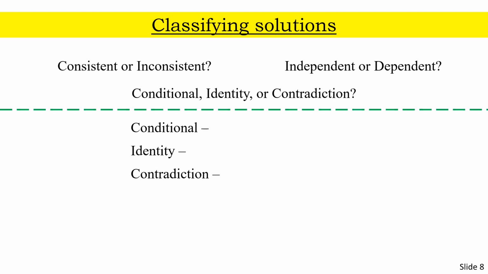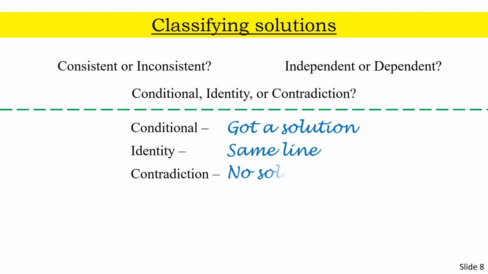Conditional. We'll start here. Conditional means I got a solution, a single point. An identity means they're the same line. And a contradiction means no solution. In other words, they're parallel. So conditional, identity, or contradiction are very straightforward. Did I get a solution? Conditional. Same thing works when you're solving equations. Did I get an answer? It's conditional. An identity means that they're the same line, an infinite number of solutions. Contradiction means no solution, parallel lines.